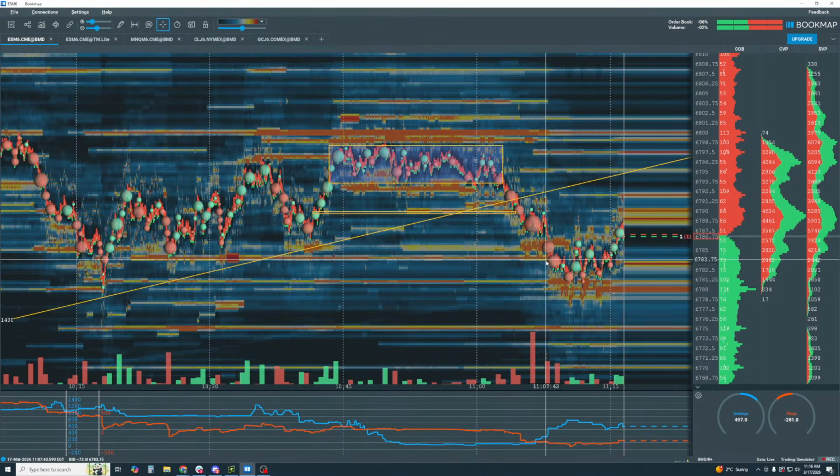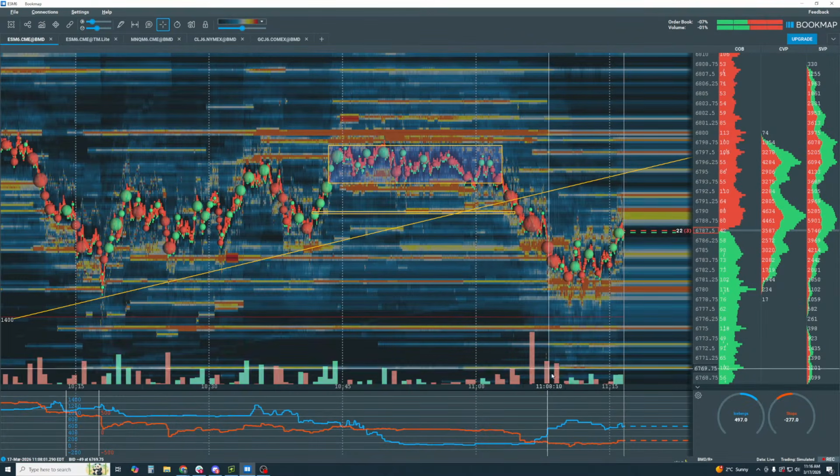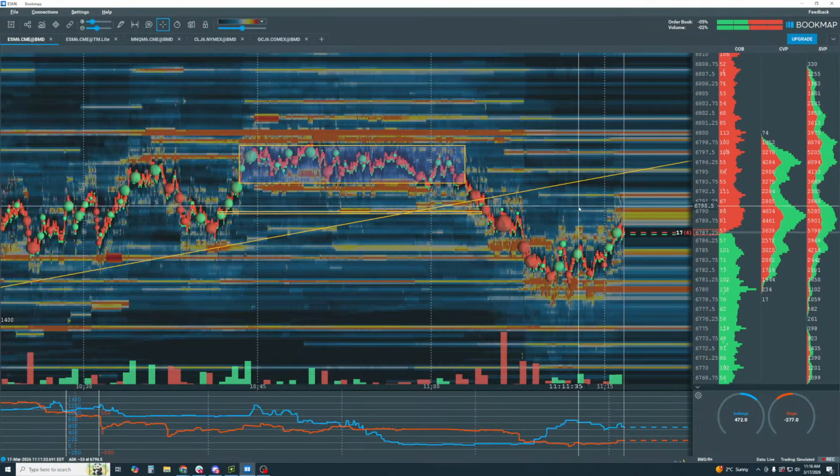Okay, I really like it because then I'm looking at two different ways of visualizing the volume, and I can get some insight from both, different insight from both.